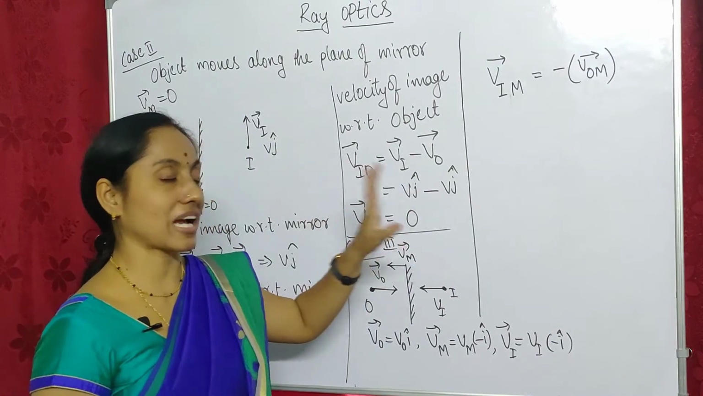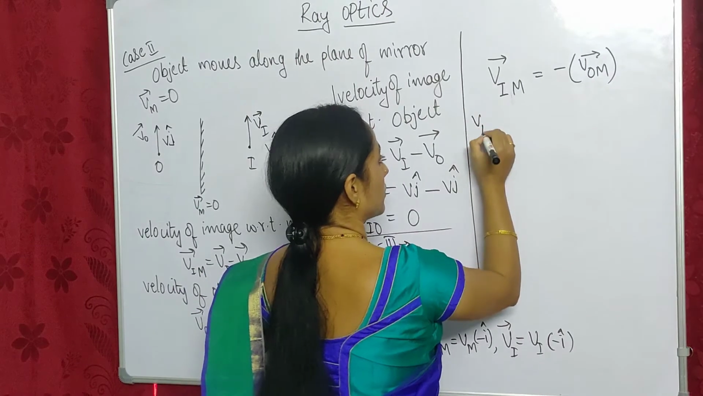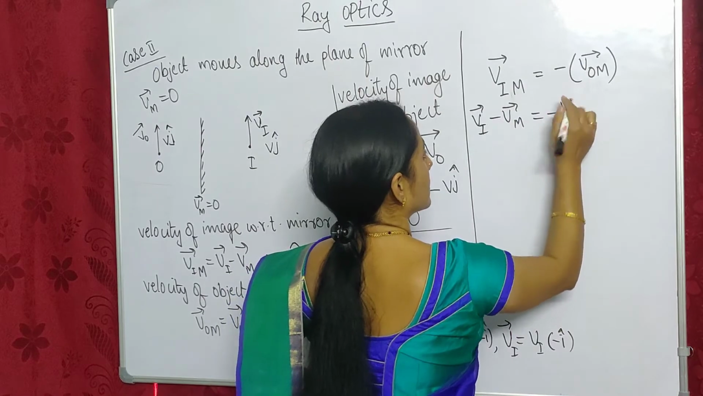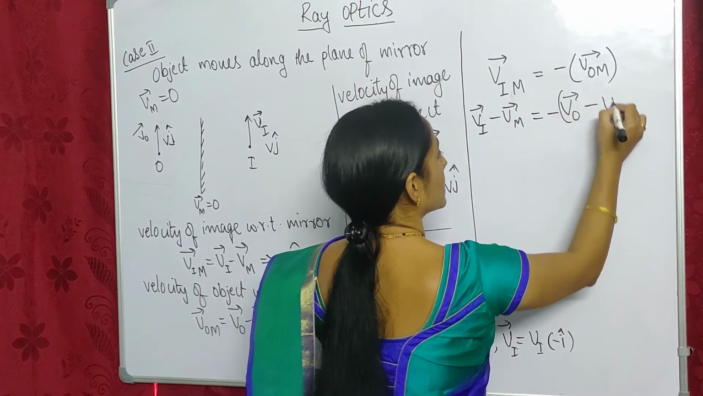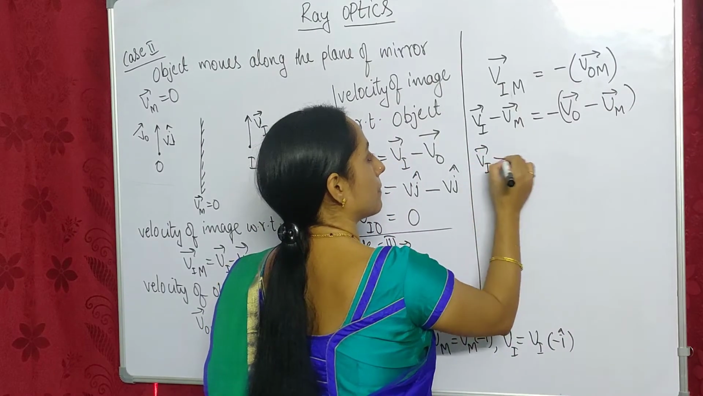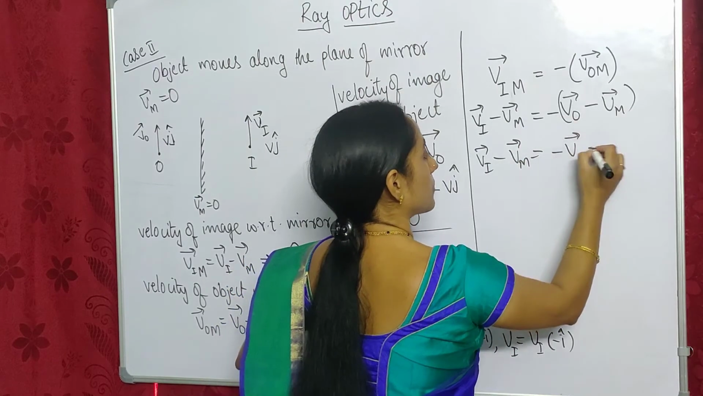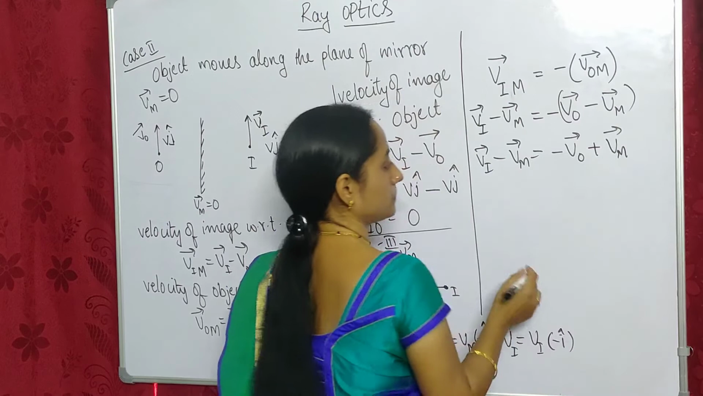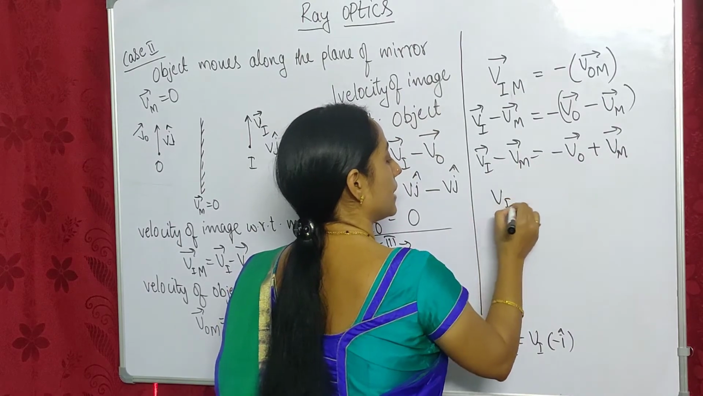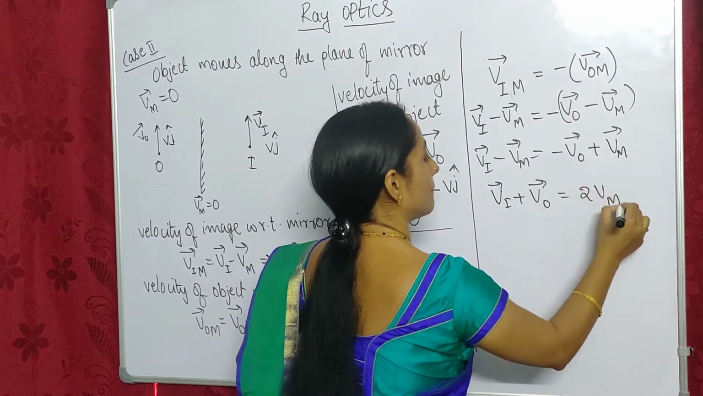So the magnitudes are the same, and the directions are opposite. Let us just substitute. Vi bar minus Vm bar is equal to minus of Vo bar minus Vm bar. So Vi bar minus Vm bar is equal to minus Vo bar, minus into minus, plus Vm bar. Just rearrange, take this Vm to the other side. So we have Vi bar plus Vo bar is equal to 2Vm bar.